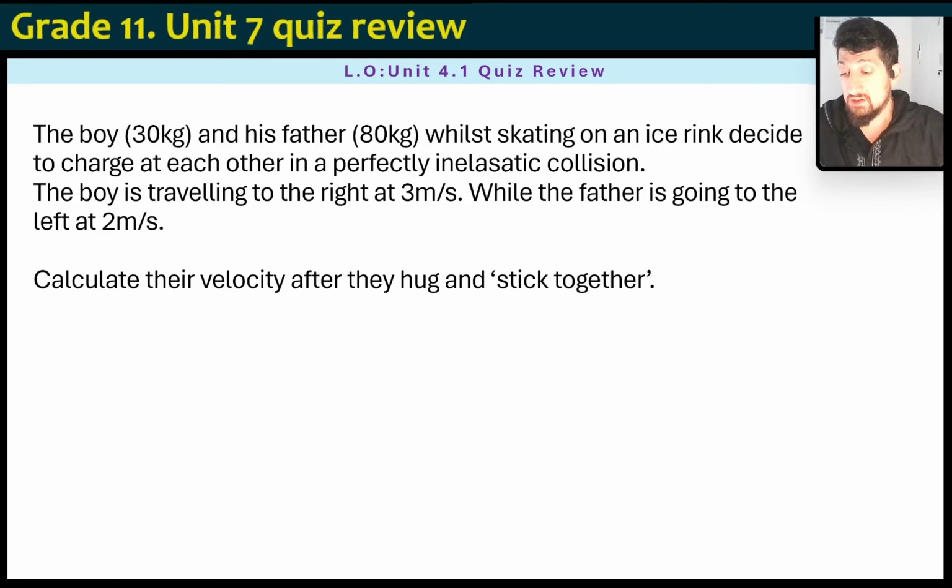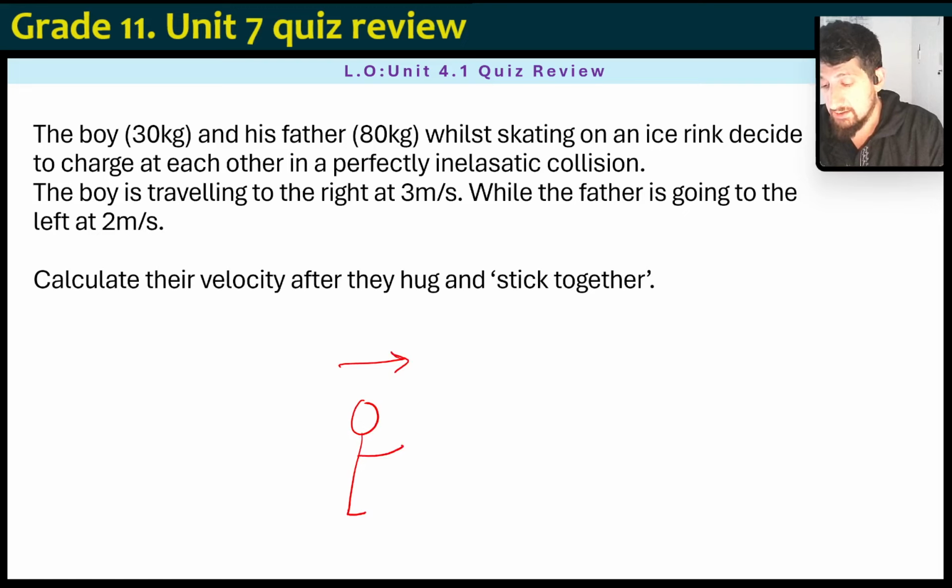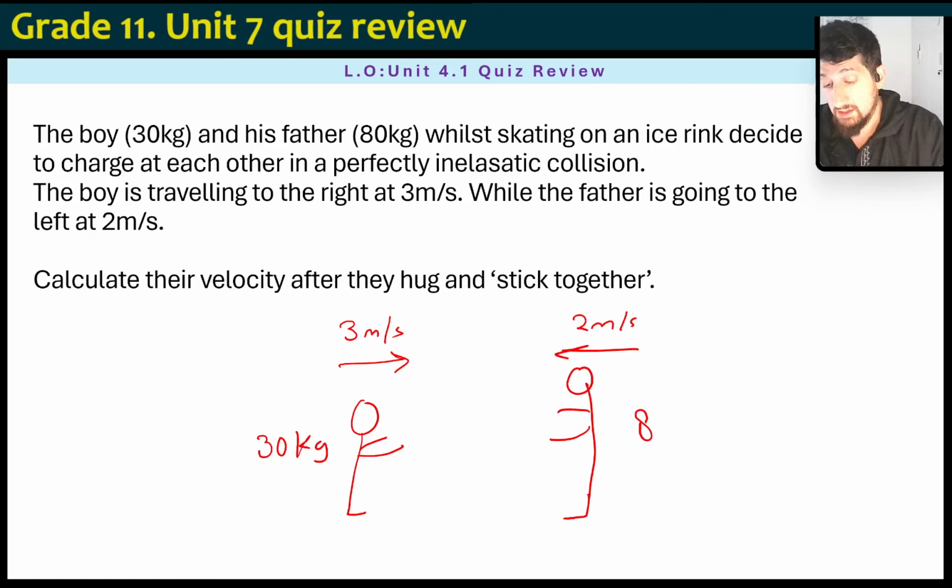The boy is traveling to the right. Here's the boy traveling to the right at 3 meters per second, and he has a mass of 30 kilograms. And the father, he is charging at him to the left at a speed of 2 meters per second, and he has a mass of 80 kilograms. Okay? And then it asks what's going to happen to their velocity after they hug. So once they hug together, they're going to form one mass of 110 kilograms.